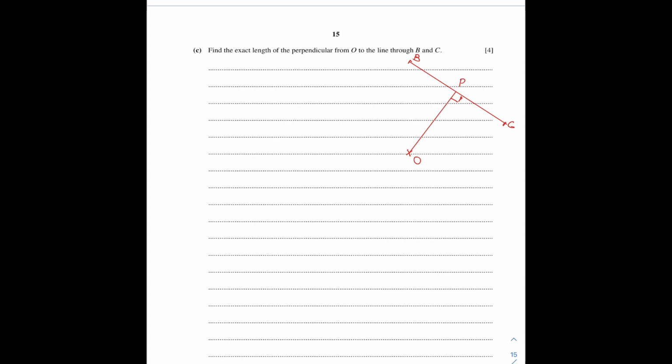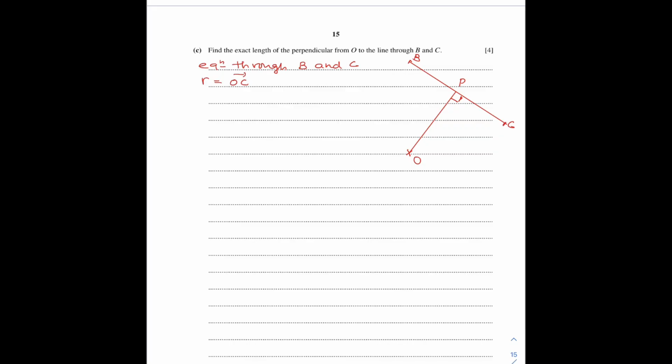Not necessarily the midpoint. Not necessarily. It can be, it cannot be. So P is the point somewhere on BC where the perpendicular from O can be drawn. So P is the general point on BC.